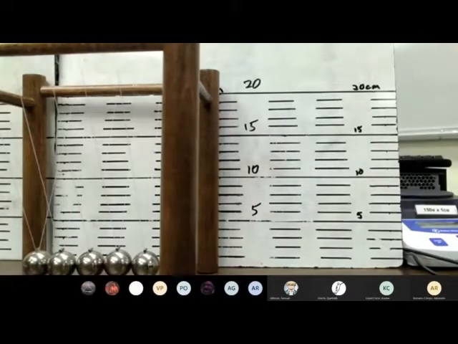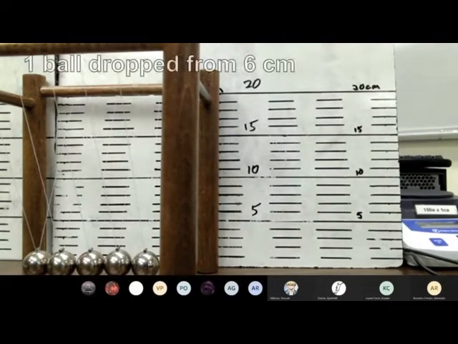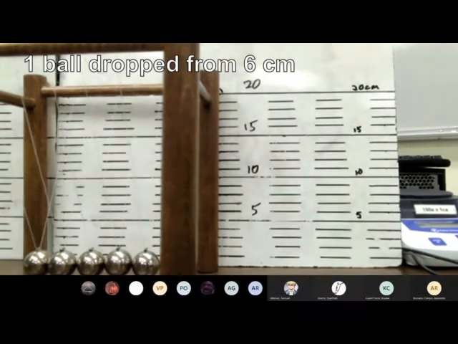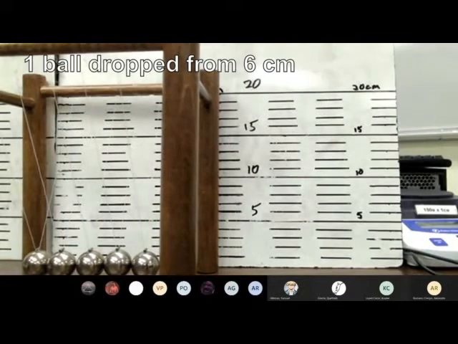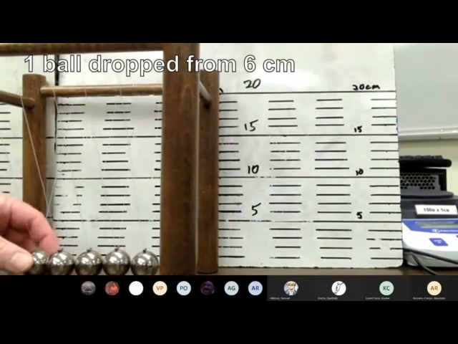Excellent. Question 1 again was one ball from kind of low. What I'm now going to do is one ball from higher up. So this is going to be one ball from 6 centimeters. So see if that answers one of your questions. Again, these might not be in the same order that you asked them. So you should fill out the data table to match your questions, right? We're going to do one ball from 6 centimeters.